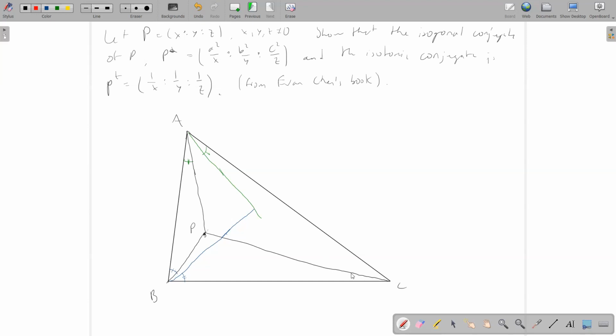And if you have this third line here, so 1, 2, 3. This one looks quite straight. This is also 1, 2, 3. Then these three lines, which are the reflections of the angle bisector, intersect at a point, and this point is the isogonal conjugate.